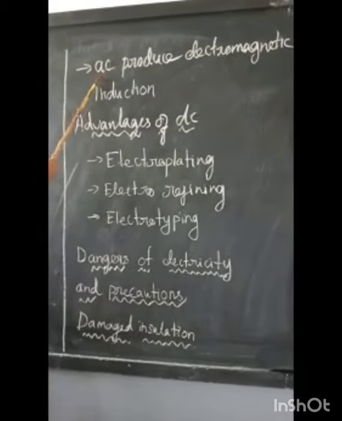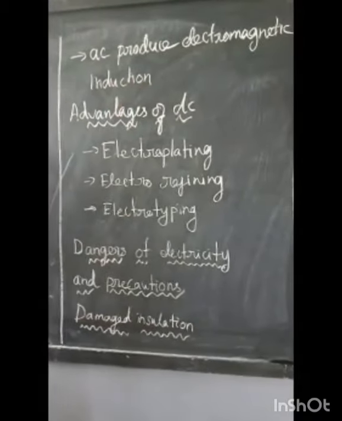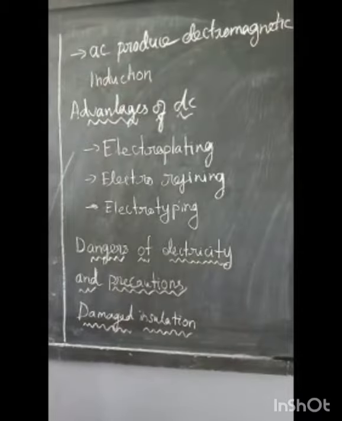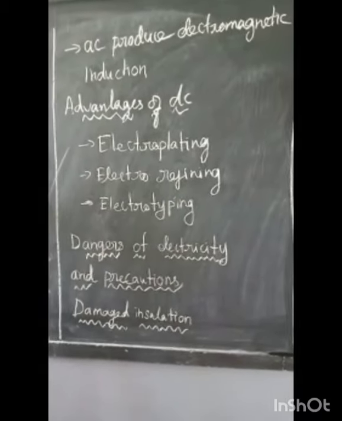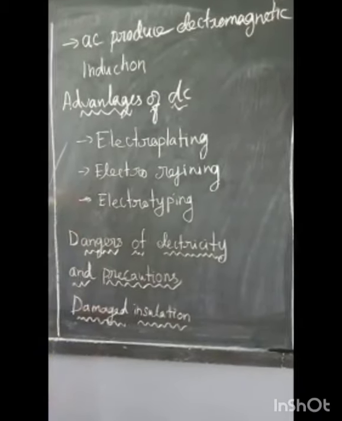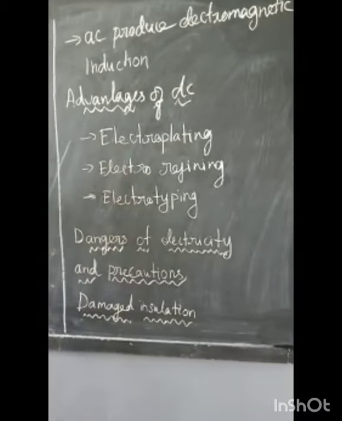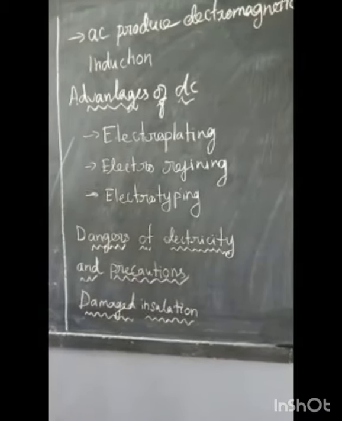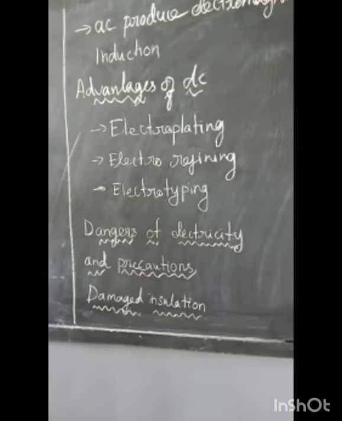Then AC production uses electromagnetic induction. You will study that electromagnetic induction in higher classes, and it is the base for the 12th standard, 4th lesson. Then what are the advantages of DC? First one, electroplating. What is electroplating? Electroplating is nothing but coating of one metal over another.